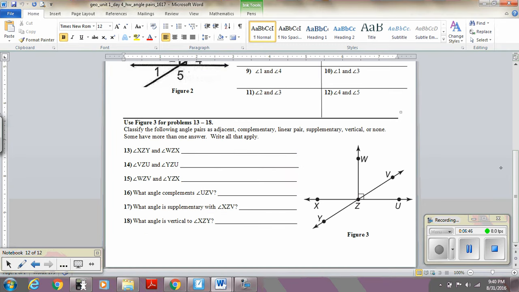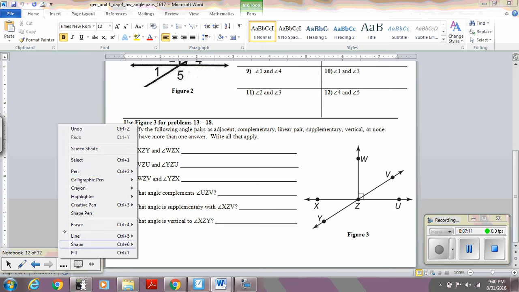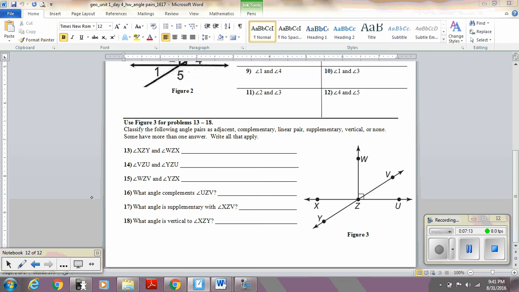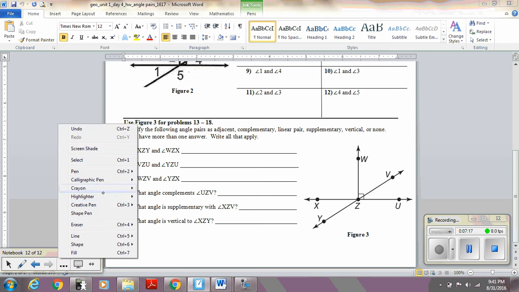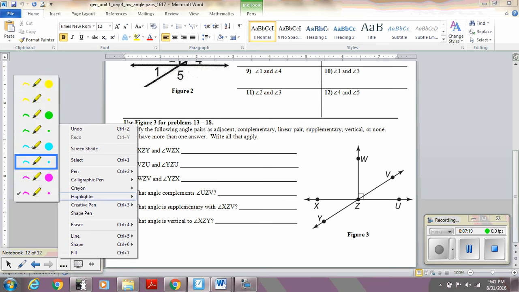For the next section, you're going to do the same thing, classify as adjacent, complementary, and so forth. But the picture is slightly different because you have to use three letters to name the angle, so you have to read the angle very carefully. And again, highlighting the angles would be very helpful in this scenario. The first problem I'm going to work is number 13.